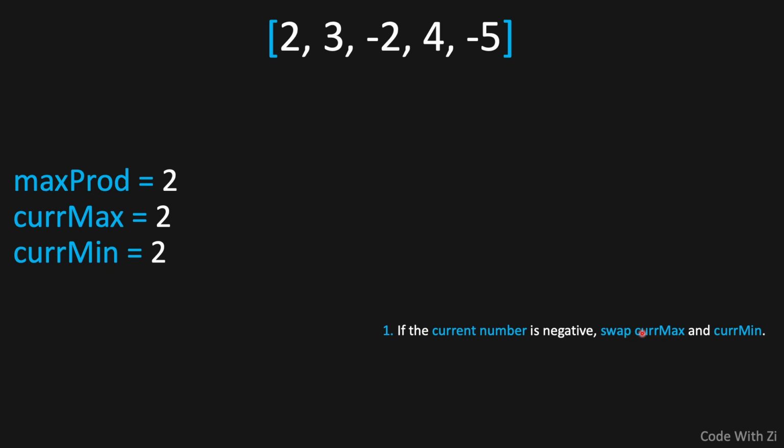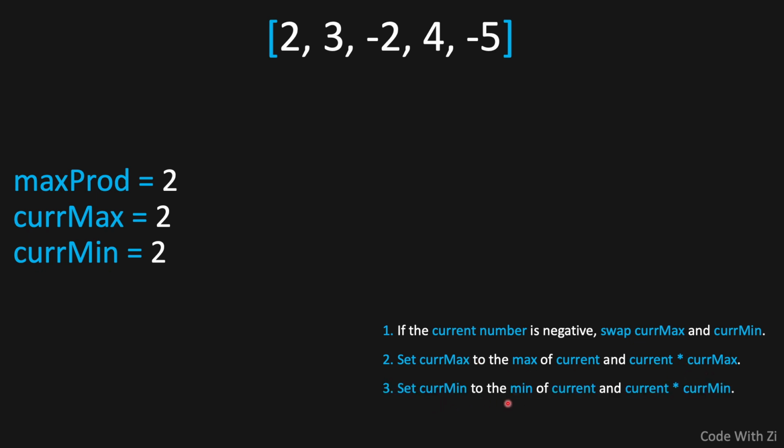Now again, if something is not fully clear, it's normal. You're going to see how things work in the visualization. Our second rule is really simple. We're going to say set currentMax to the maximum of current and current multiplied by currentMax. So you basically get the maximum value between the current value that we have for our currentMax and current multiplied by currentMax. That's going to be it.